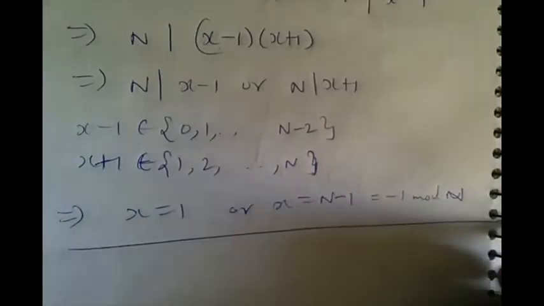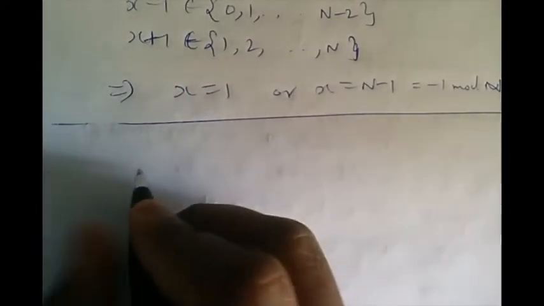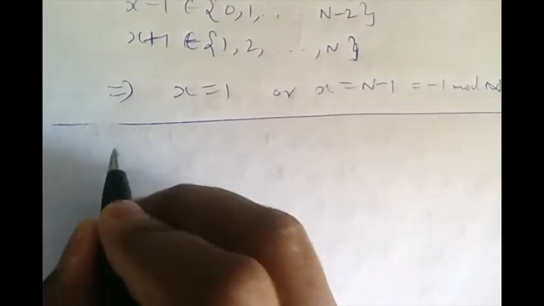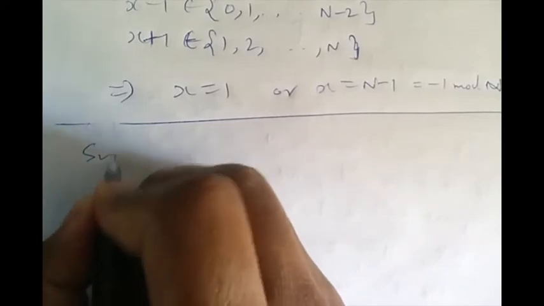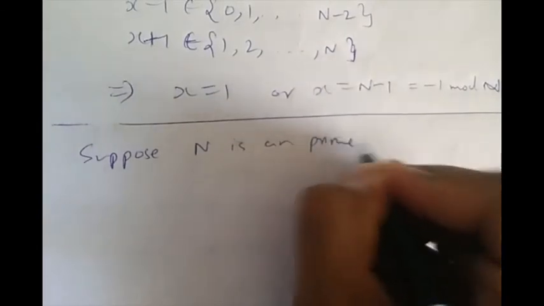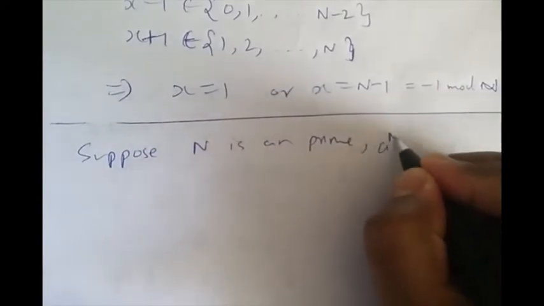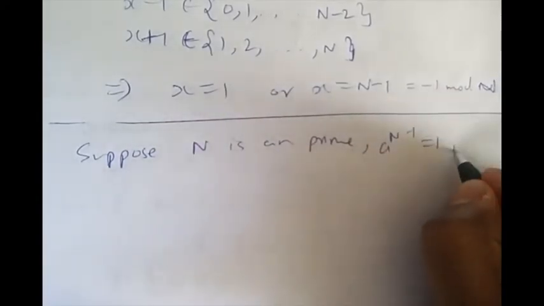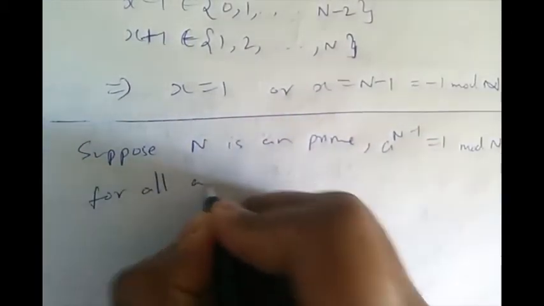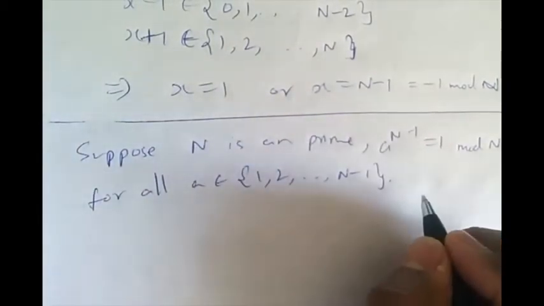So let's see. Suppose n is an odd integer and you want to check whether it's a prime or not. So suppose first n is odd. So suppose n is an odd prime. Then we know that by Fermat's little theorem, a raised to n minus 1 equals 1 mod n for all a in 1, 2 up to n minus 1. Right? This is Fermat's little theorem.